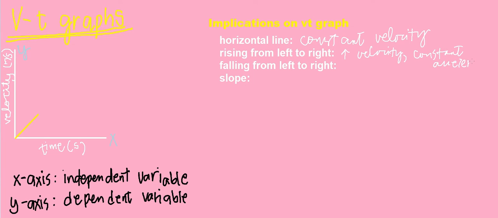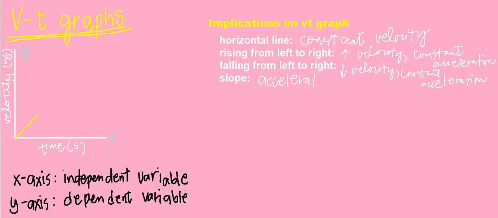And then for, oops, my writing, if it's falling from left to right, then we expect a decrease in the value of the velocity, but still there is constant acceleration. Pwede nating sabihin na since nag-decrease yung velocity, we can say that we have a negative acceleration, or we also know this as deceleration. And from that discussion as well, it was established that the slope of a VT graph is just your acceleration.